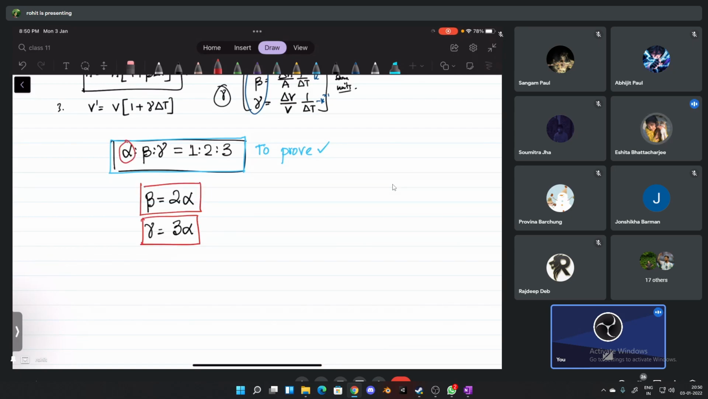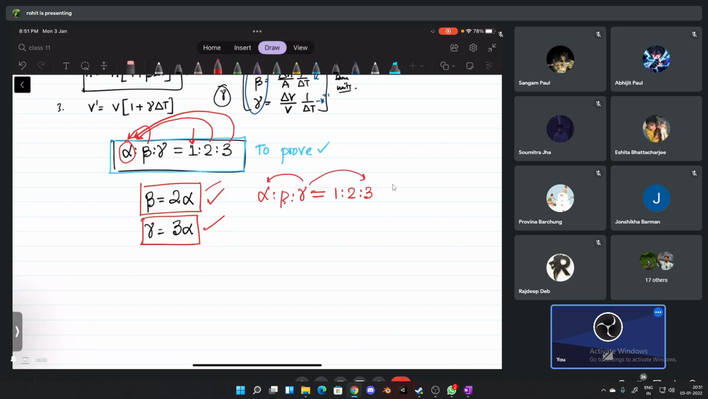If alpha is 1, then your beta is twice of 1, and your gamma is thrice of 1, that is your alpha. I think you can understand this one. The moment I reach till here, we have proved that alpha is to beta is to gamma is equal to the ratio 1 is to 2 is to 3. Guys, is it making sense? Yes, sir.